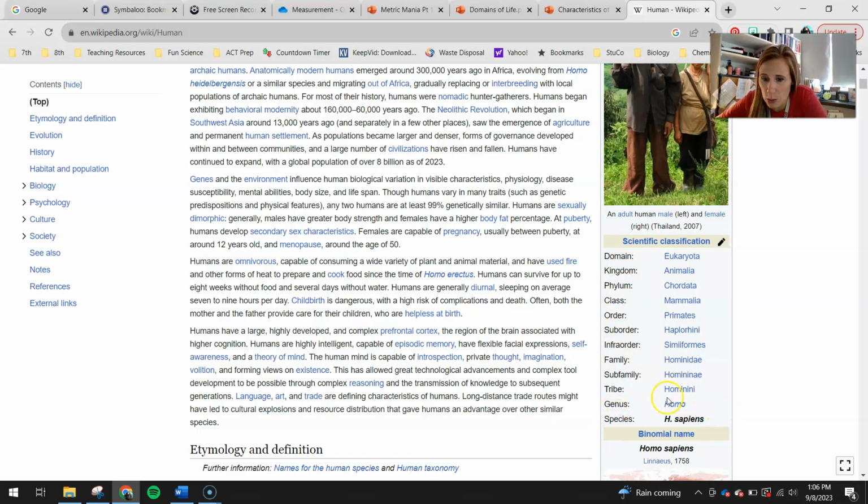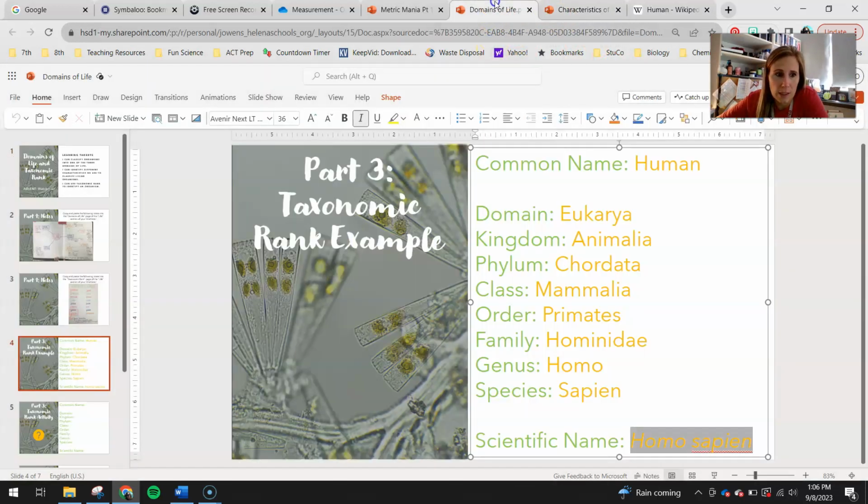Okay, when we get down to our genus, it is Homo, and then our species is actually just sapiens. So the H just stands for the genus, so you don't have to put that little initial there. So your genus would just be Homo, your species would just be sapiens, and then right here it says binomial name, that's our scientific name, Homo sapiens. Okay, so that's how I filled out this sheet right here.